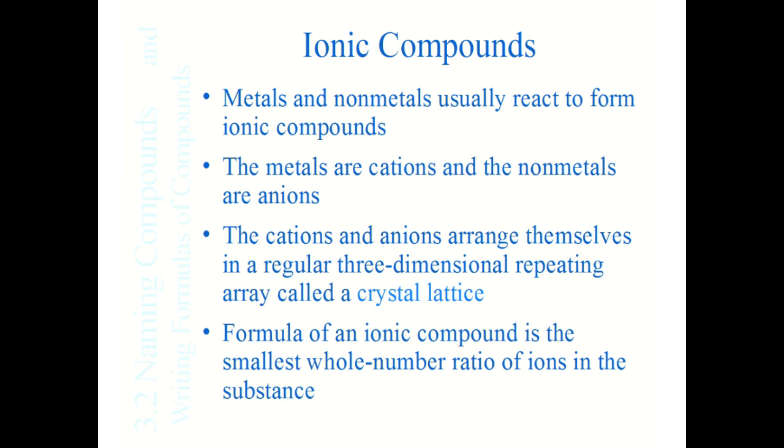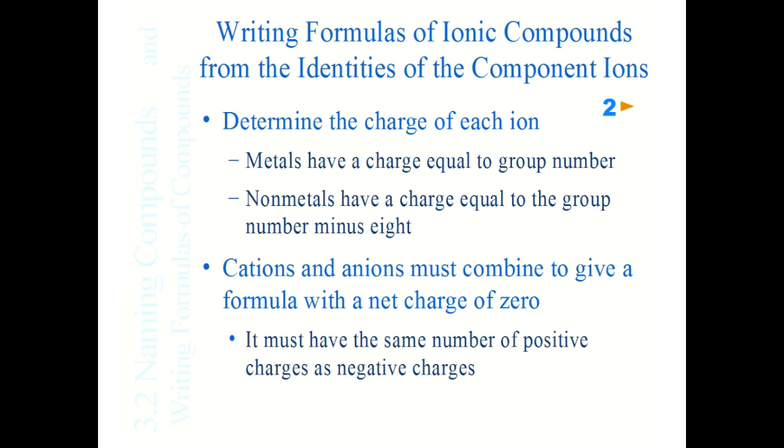So, ionic compounds: metals and nonmetals, right? We need a cation and an anion. We need something that loses electrons and something that gains them, so we can form ionic compounds. The metals are the cations, the nonmetals are the anions. They arrange themselves in three-dimensional repeating crystal lattices, so we can't decide how many of each thing we have. We represent them in their lowest ratio formula, the smallest whole number ratio. That's how we write it.